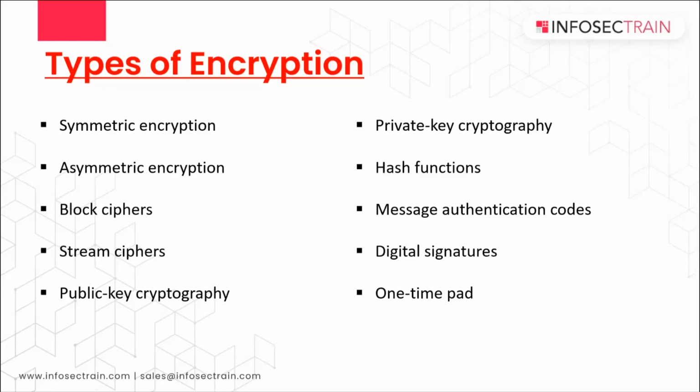See guys, stream cipher is a continuous type. In a block cipher, we get encrypted data in block size, but in a stream cipher we get it in a continuous manner. That is the difference between block cipher and stream cipher.